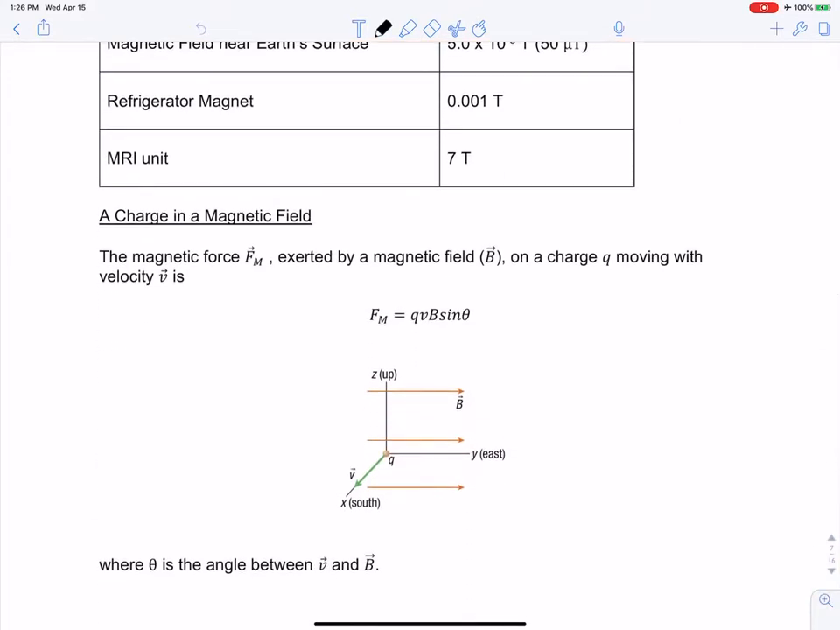Whenever you have a charge in a magnetic field, the magnetic force exerted by a magnetic field on a moving charge with a velocity v can be found by using this equation. Magnetic force is equal to qvb sine theta, where q is the magnitude of the charge, v is the magnitude of the velocity of the charge, b is the magnitude of the magnetic field, and theta is the angle between the velocity and the magnetic field.